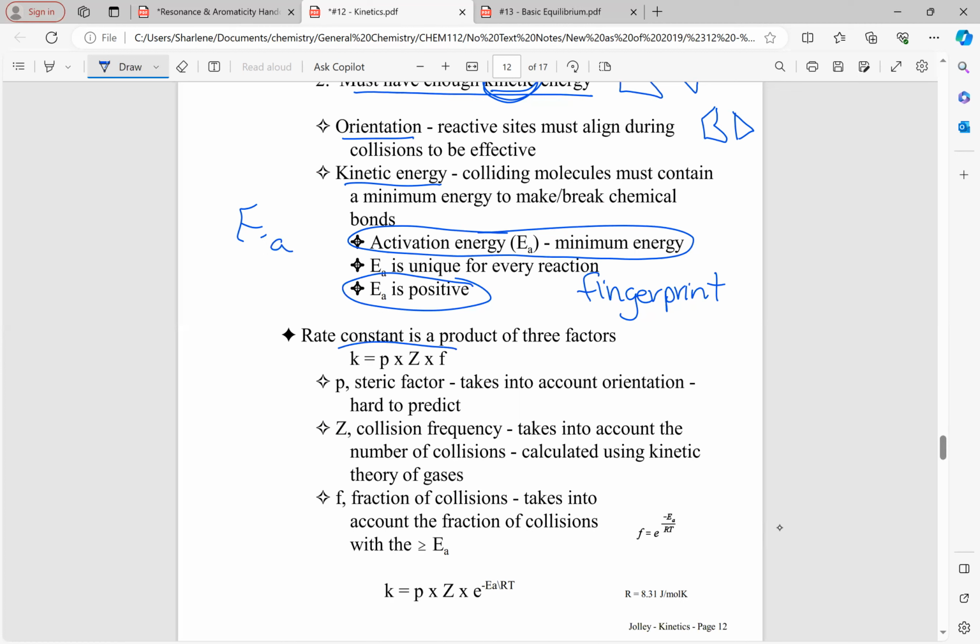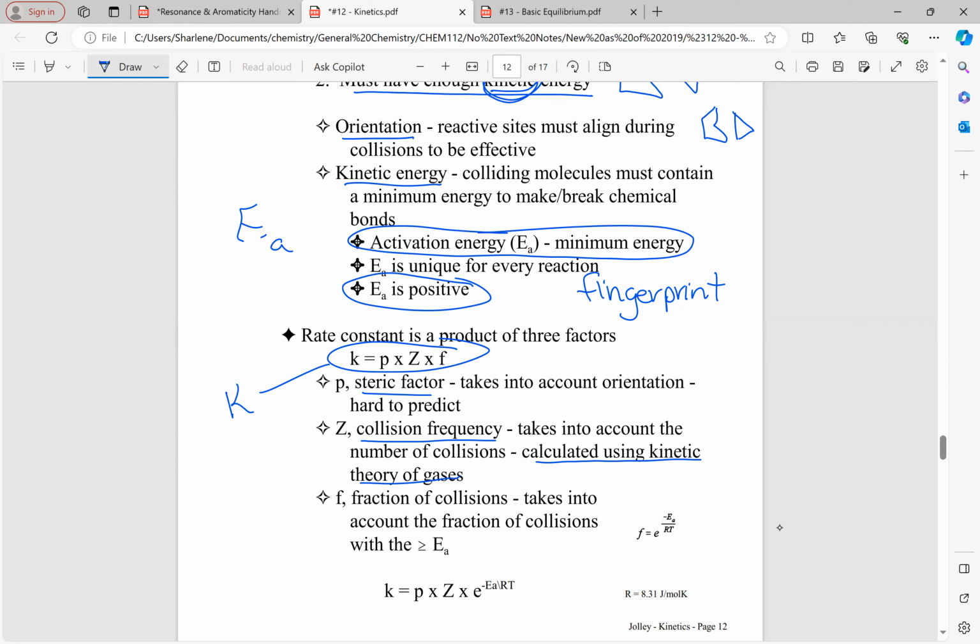And so this is our wonderful little rate constant, okay? So our little k, the steric factor takes into account the overall orientation, and that is hard to predict. But we can say that if it's really cold, they're not moving around or orienting themselves as quickly. Okay, Z is the collision frequency. Do you have really high concentrations? Is it temperature? What is controlling how many are actually taking place? That is calculated using the kinetic theory of gases.